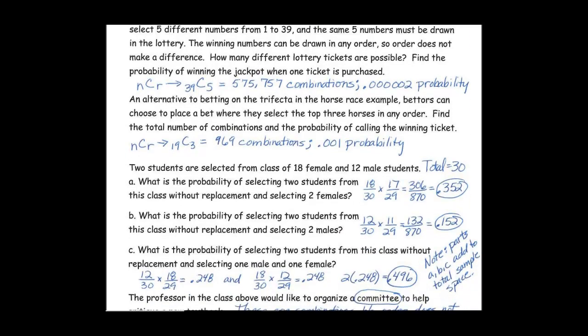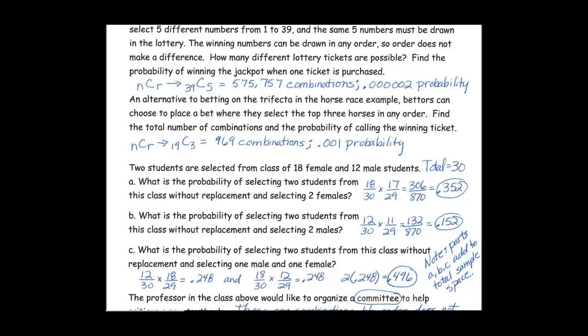Okay, another example, going back to our trifecta, how you can see how the trifecta is different from this scenario. An alternative to betting on the trifecta in the horse race example, bettors can choose to place a bet where they select the top 3 horses, but this time in any order. Because it can be in any order, you have a much better chance of possibly winning. We want to find total number of combinations.